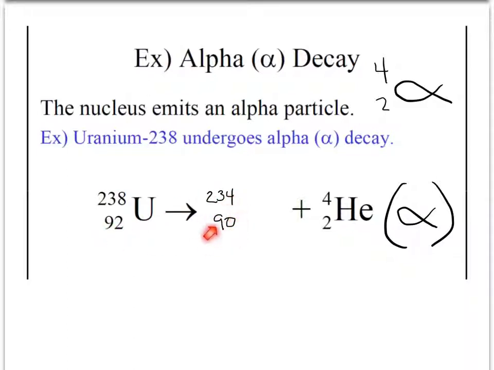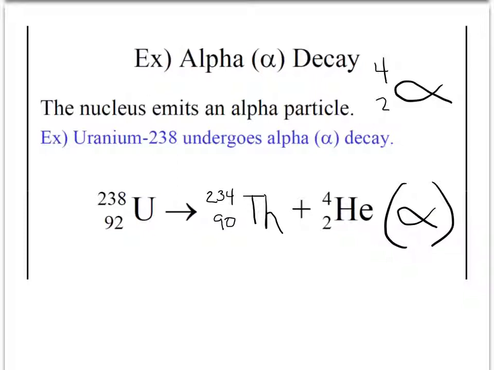With the change in atomic number, we change the identity of the element. So uranium is defined as having 92 protons. If uranium loses 2 protons, it's no longer uranium. If you look on your periodic table and find element number 90, you'll find out that it is thorium. So uranium-238 undergoes alpha decay to turn into thorium-234.